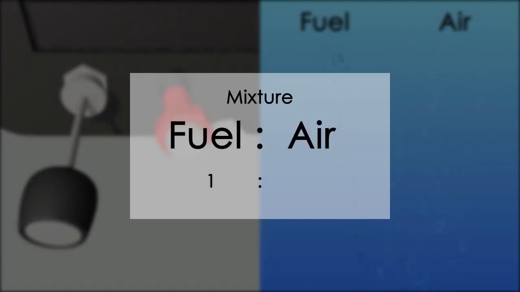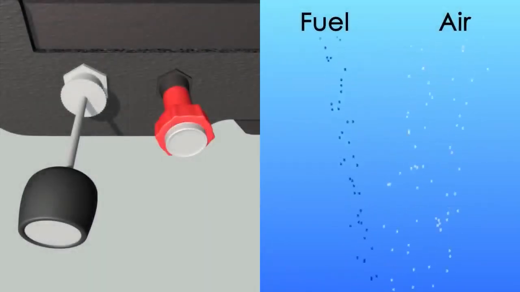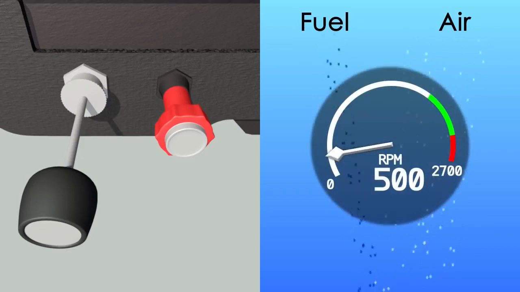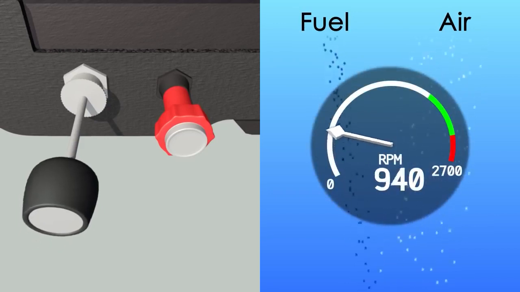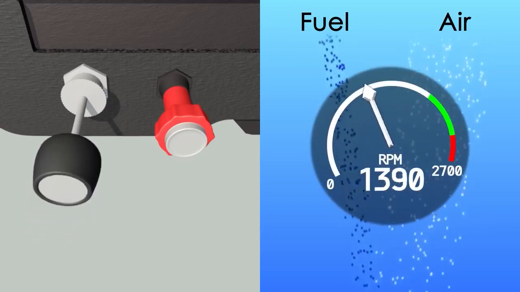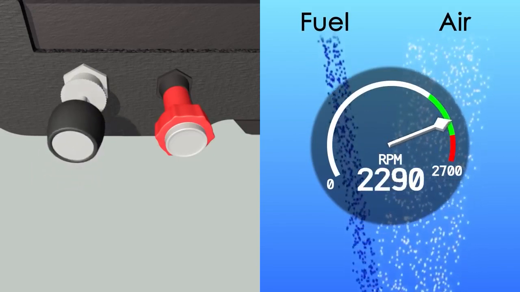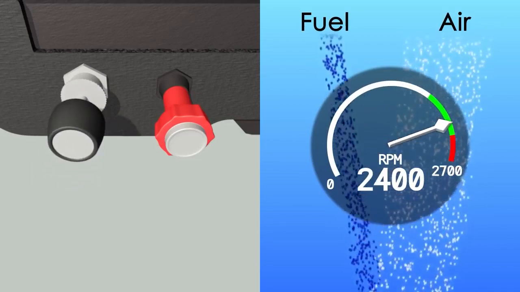Typically, for every fuel molecule, there are 15 air molecules. The mixture adjusts the amount of fuel necessary to maintain this ratio. The throttle, on the other hand, controls how much of that ratio is let into the cylinders. The more the throttle is open, the more fuel and air enter the cylinders, and therefore the more powerful the combustion will be, making the engine run faster.